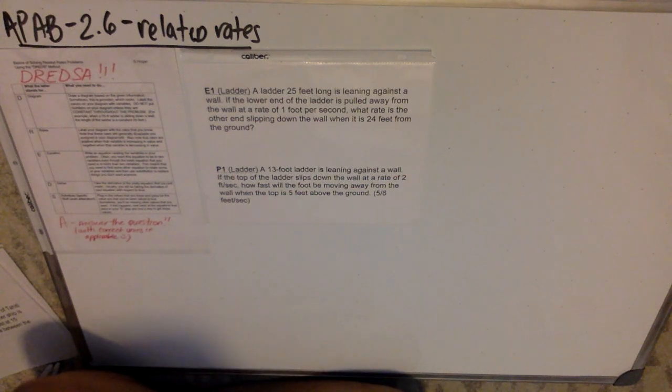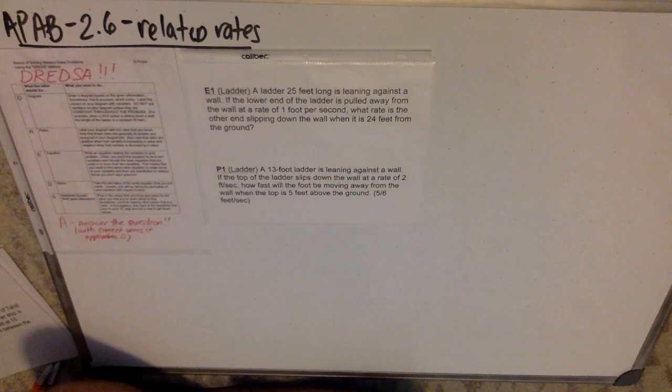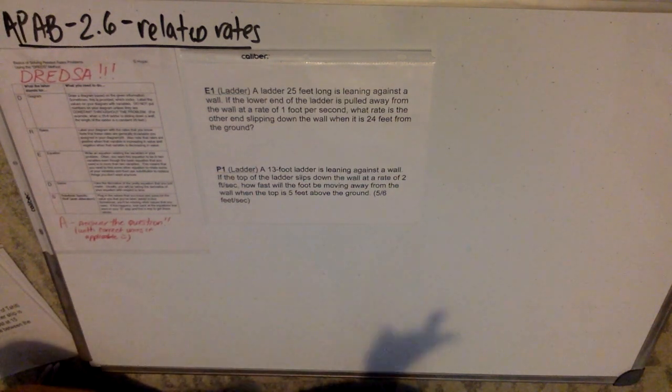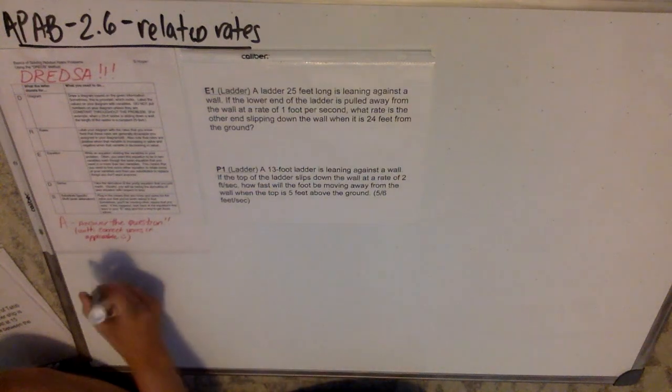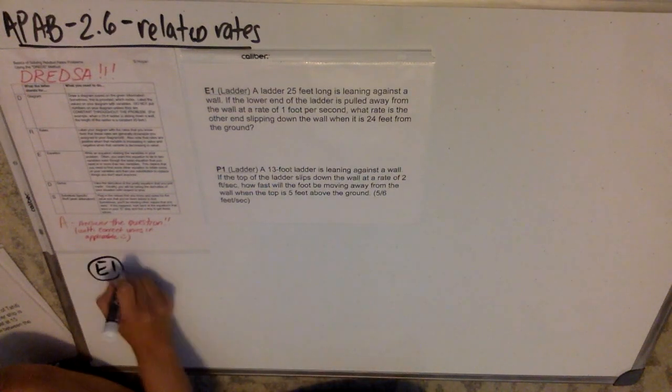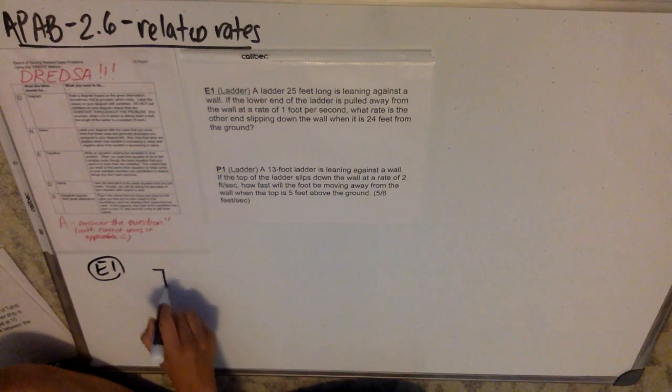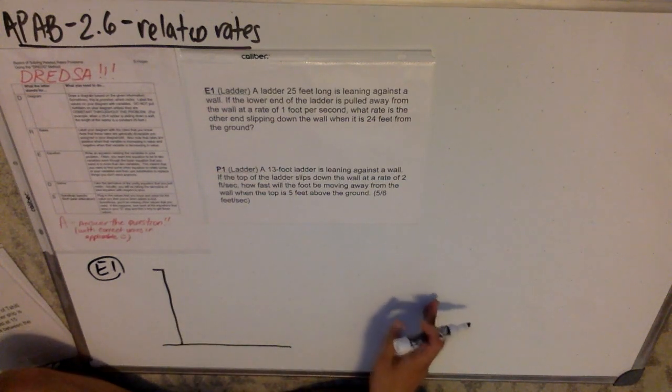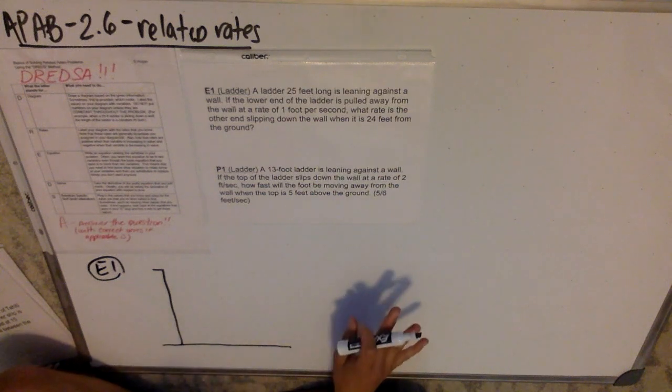Okay, E1. A ladder 25 feet long is leaning against a wall. If the lower end of the ladder is pulled away from the wall at a rate of 1 foot per second, at what rate is the other end slipping down the wall when it is 24 feet from the ground? Okay, so let's go ahead and start with E1 with our diagram. It doesn't matter which way you draw your wall. So this is going to be my wall. You can assume that the ground is horizontal and that walls are vertical unless you are specifically told otherwise.